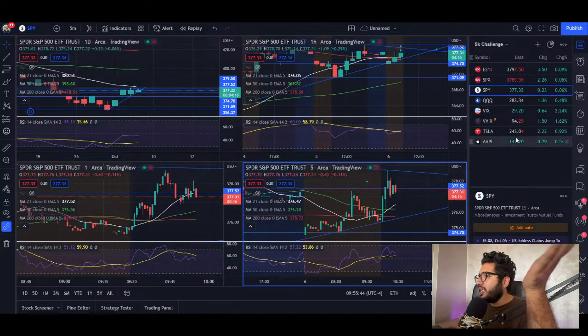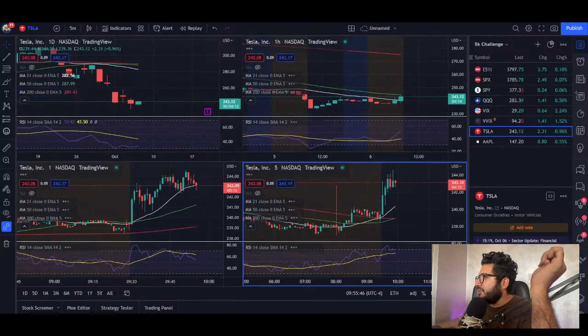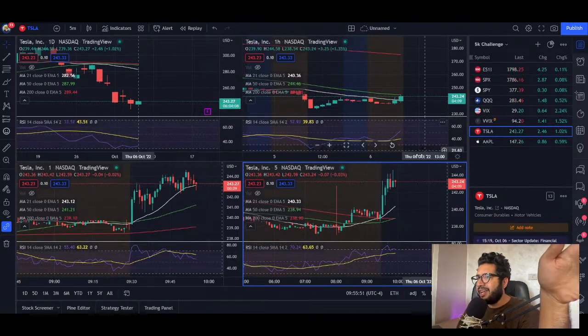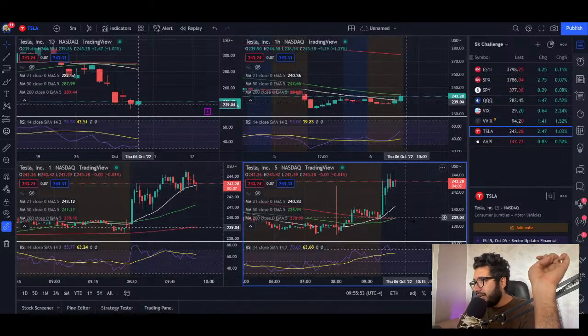This way I can very quickly look, like let's have a look at Tesla, for example, very quickly here, right? So I can have a quick overview of Tesla across all time frames. So I can quickly see here it looks very bullish, right?